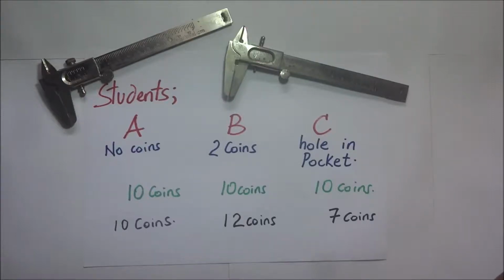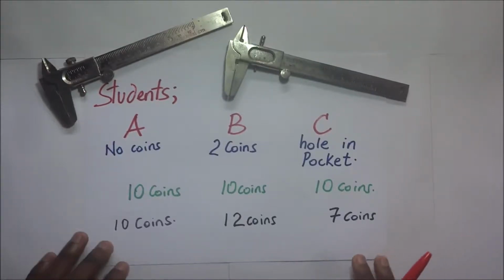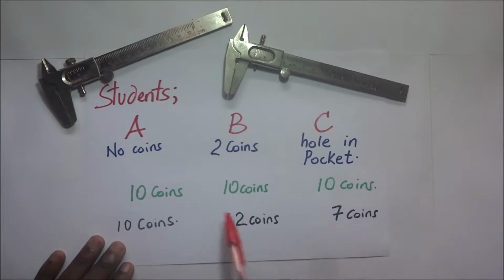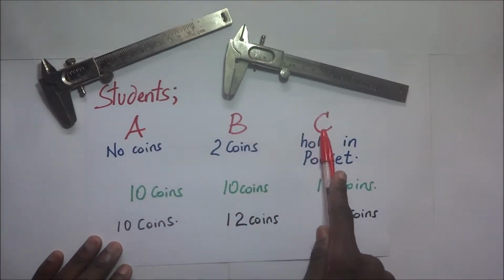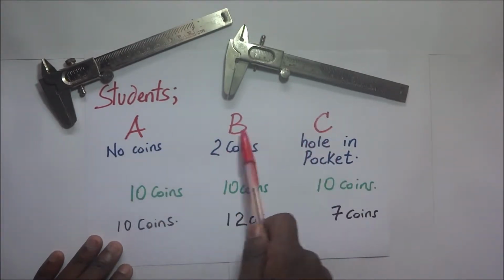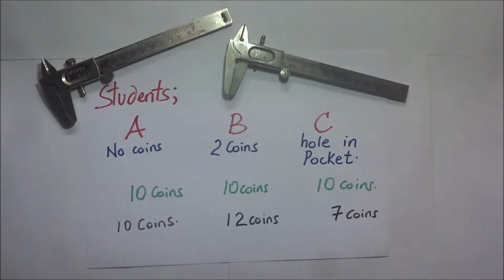I'll begin this video with an illustration. Let's take a case in point that I have 3 students in a room. I have student A, student B, student C. And of all these 3 students, I'm going to give each one of them 10 coins. But when these students came in, these are the conditions.